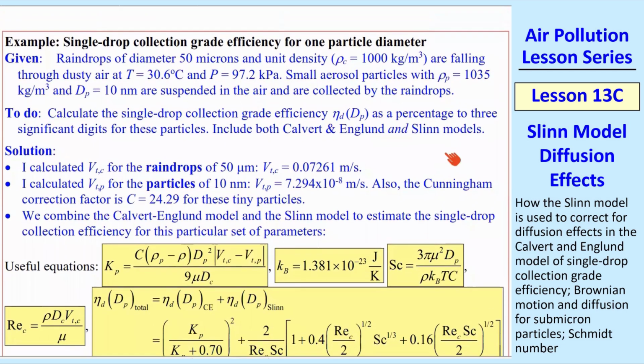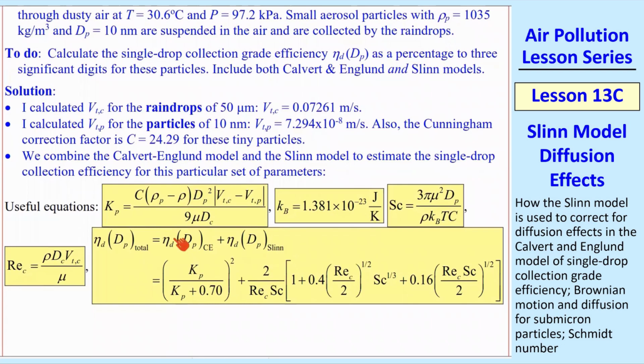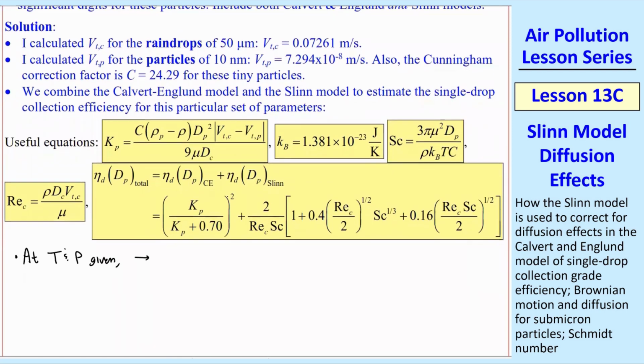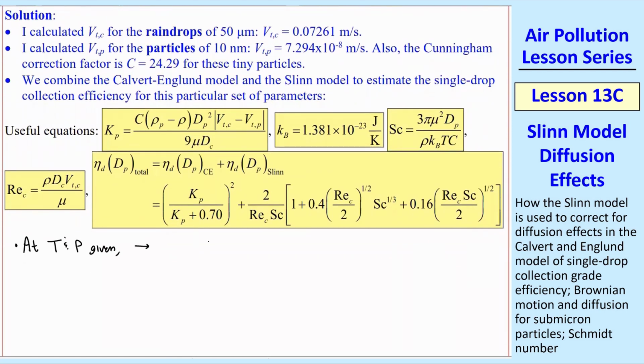Well, first thing I did was use my software to calculate VTC for the raindrops. Got this value. VTP for the particles, 10 nanometers. Watch your units, that's nanometers. I got this very, very tiny velocity. The Cunningham correction factor for these tiny particles is actually pretty high, 24.29. And here's just a summary of the equations I just showed you. So it's just a matter of plugging in the numbers. At the given temperature and pressure, I use my Sutherland law, ideal gas law, and our equation for lambda to get those properties. Make sure you can duplicate all of this with software.